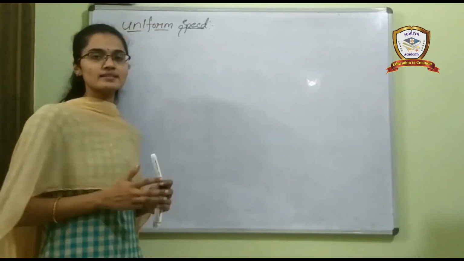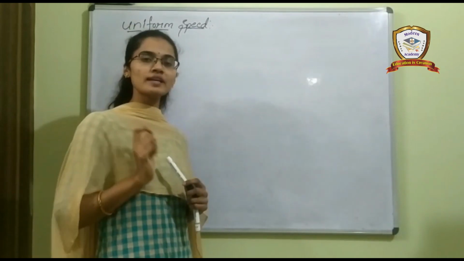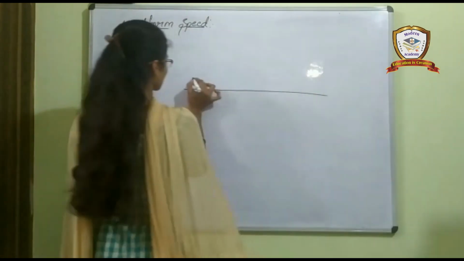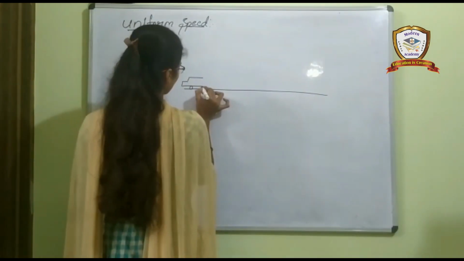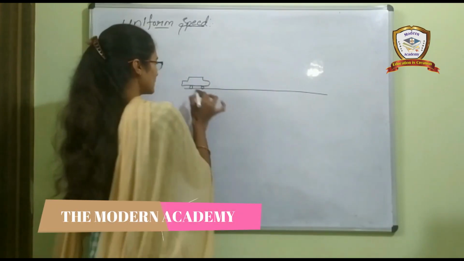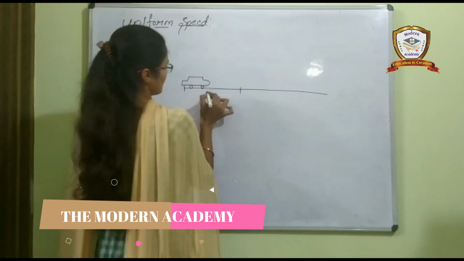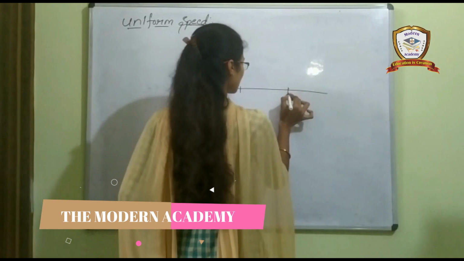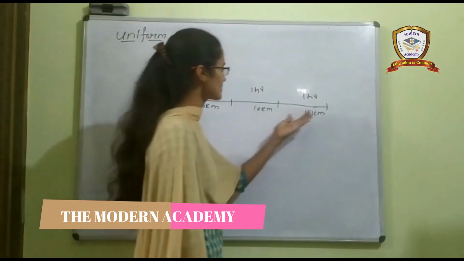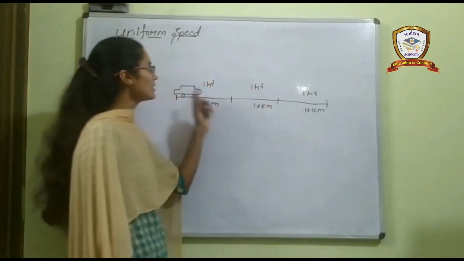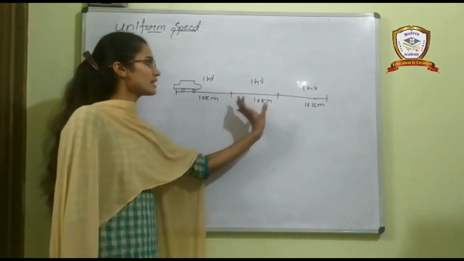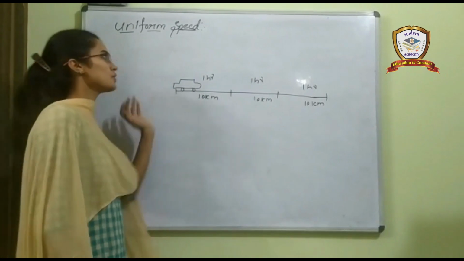So uniform speed is nothing but if a body covers equal distances in equal intervals of time, then a body is moving with uniform speed. For example, a car is moving on the road. It covers 10 kilometers in 1 hour, and next 10 kilometers. A car covers equal distances in equal intervals of time. Then a car is said to be moving with uniform speed. If a body covers equal distances in equal intervals of time, then a body is moving with uniform speed.